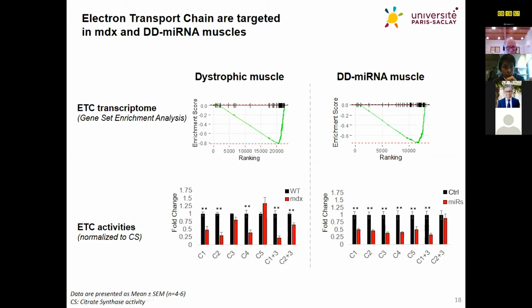Here the electron transport chain also seems to be a target in MDX and DD-miRNA muscle. So here's just a visualization of the gene set enrichment analysis. We see a reduction at the transcriptome level, and at the activity level, we also found a loss of dysregulation in the dystrophic muscle and in the muscle with the presence of DD-miRNA.